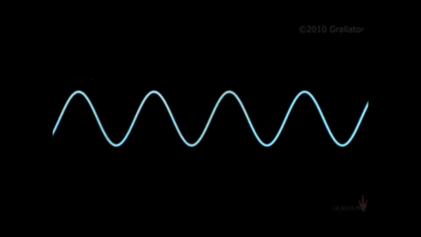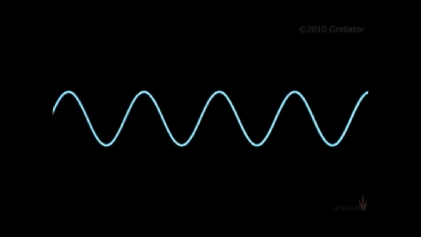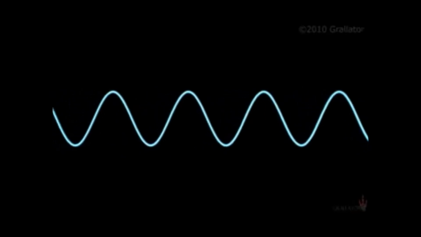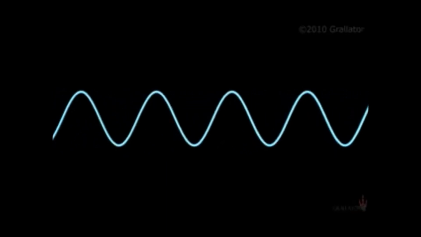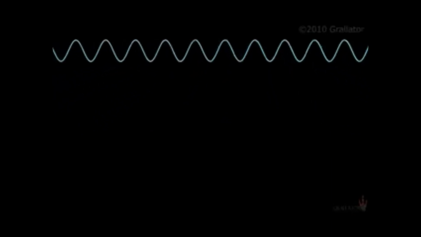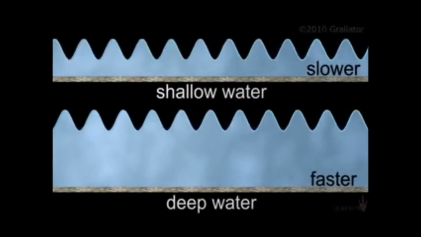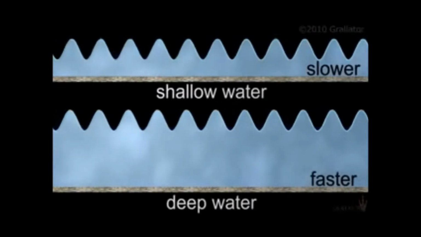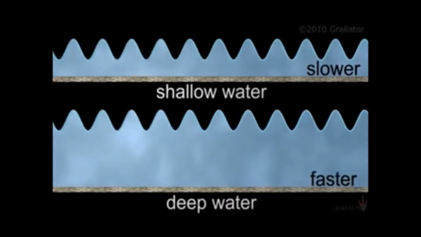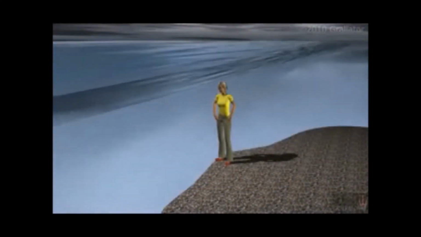Now let's unfreeze the wave and let it move again. The wave is moving from left to right at a constant speed. This is called, rather obviously, the speed of the wave. The speed depends on the type of wave and what it is travelling through. For water waves, for example, waves travel faster in deep water than they do in shallow water. This effect leads to tsunami waves.